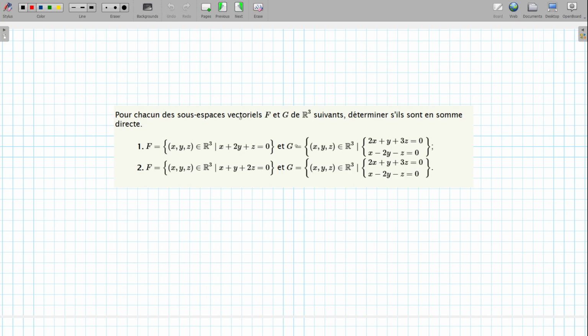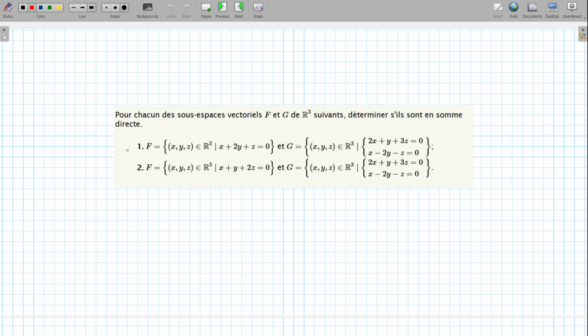Pour chacun des sous-espaces vectoriels f et g de R3 suivants, déterminer s'ils sont en somme directe. So we have number one, we want to determine if f and g are ensemble direct. So remember that to be able to show that two vectors are ensemble direct, the necessary and sufficient condition is to show that their intersection contains only the zero vector. So if the intersection contains only the zero vector, then we can be sure that the two are going to be ensemble direct.